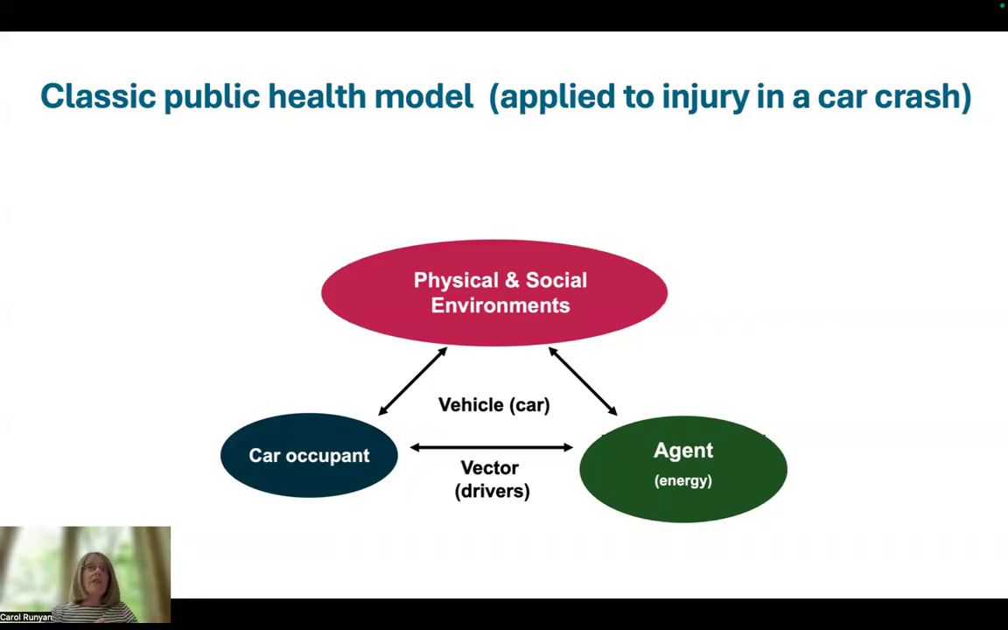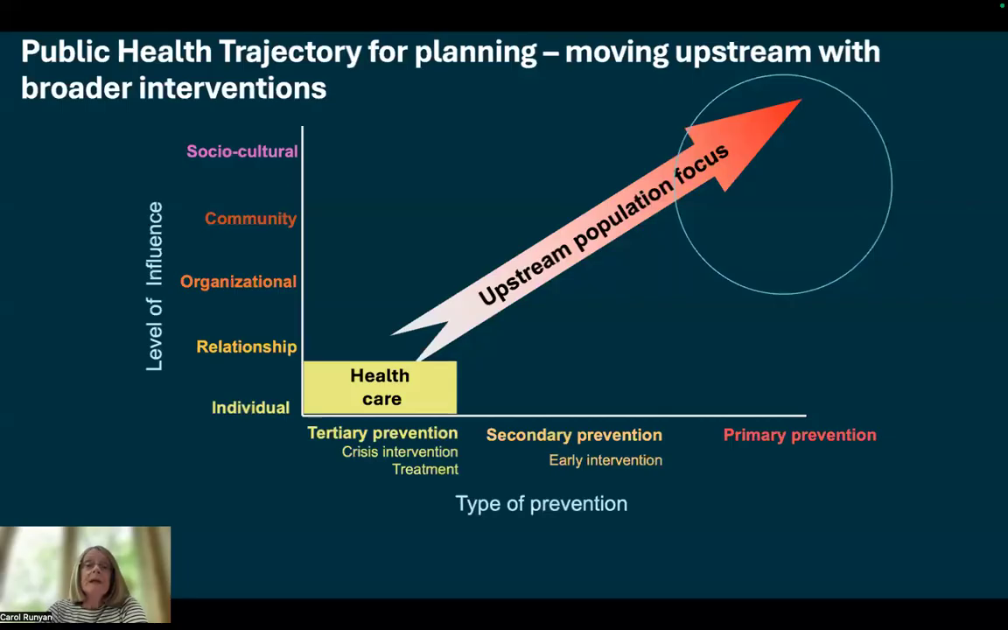But it might be thermal energy if there's a fire. There might be chemical energy in the case of a poisoning, radiation energy in the case of sunburn, say. And so you have to think about what the other types of energy might be and the other types of agents, depending on the injury problem specifically. But that model applies very well.